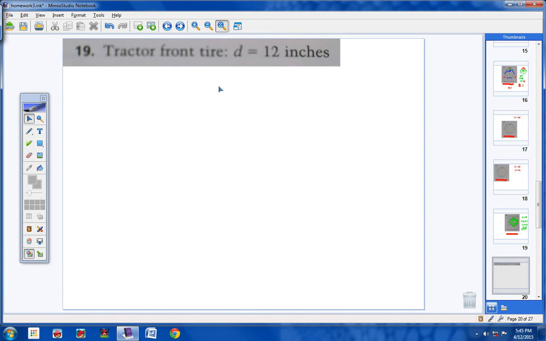Okay, alright, moving on to numbers 19 through 22. Now these are pretty tough, so let's really pay attention and focus, okay? First of all, students, you have to understand something. Please don't miss this next comment.